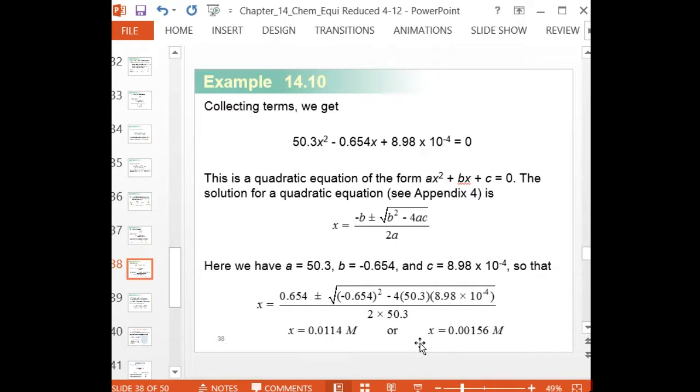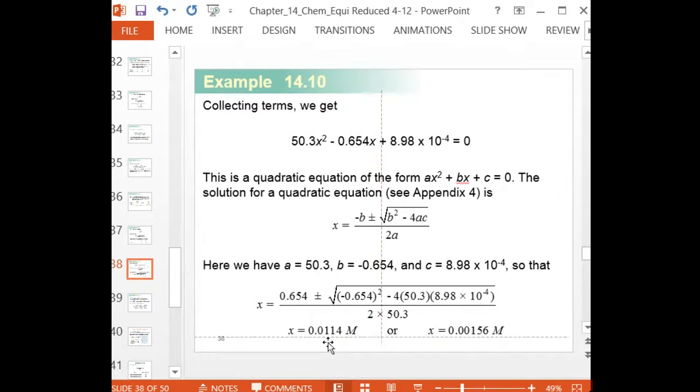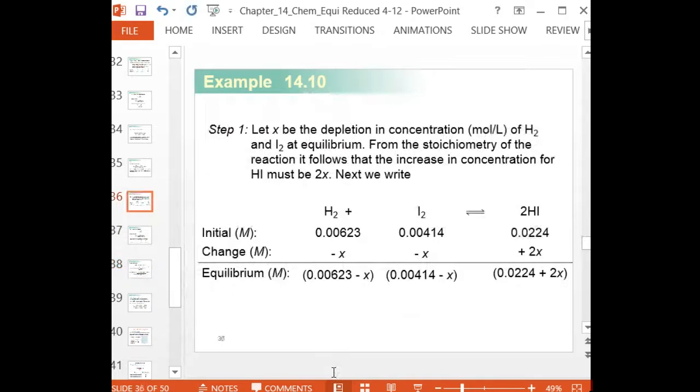It means subtraction, meaning how much x is reduced. So which one is possible? Either this value is possible or the first value is possible from there. Look at here. This is 0.0114. Is it an increase or decrease compared to the initial concentration? This is 0.00623. Which one is an increase? Yes, 0.0114 is an increase.